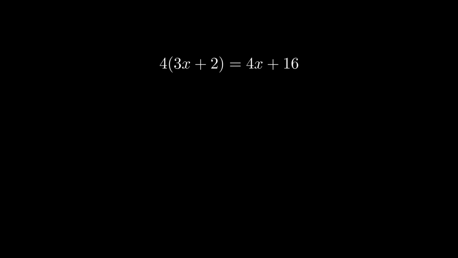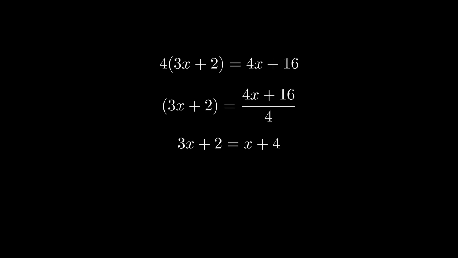4 times 3x plus 2 equals 4x plus 16. Step 1. We can see that both the terms on the right-hand side have a multiple of 4. So, bring the 4 multiplied with 3x plus 2 on the left-hand side to the right-hand side by dividing the right-hand side with it.